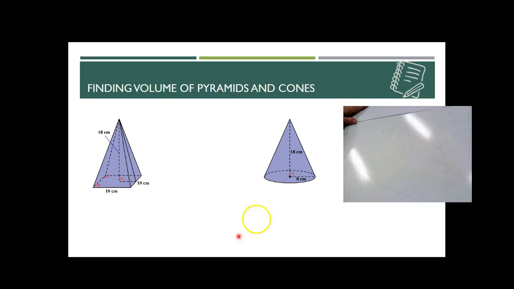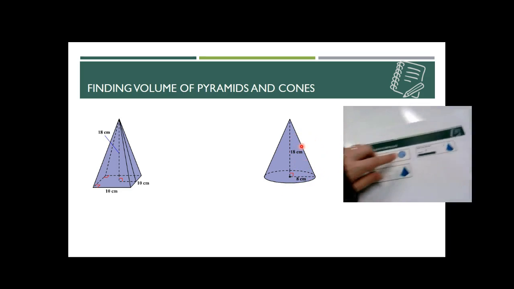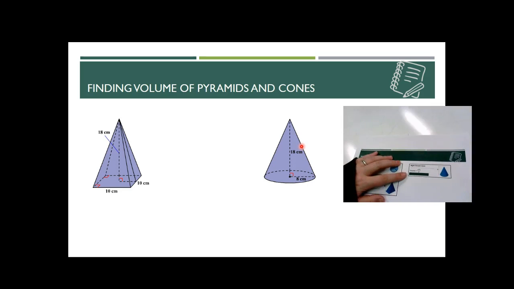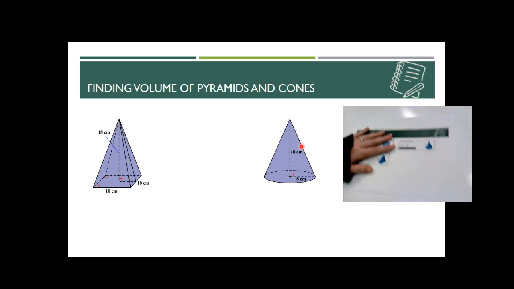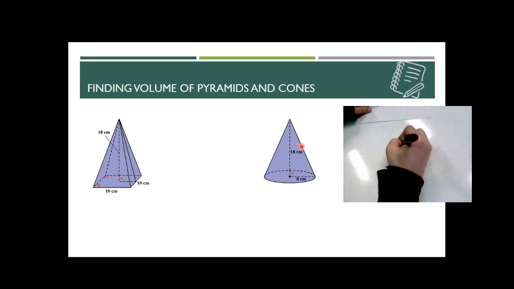You guys can see next is our cone. It's a regular right cone. It has a radius of 8 and a height of 18. So I'm going to go ahead and use my volume formula for a cone because I'm finding volumes. So my volume is pi times the radius squared times height divided by 3. So I'm going to go ahead and do that. Pi times the radius squared times the height. The whole thing is divided by 3.